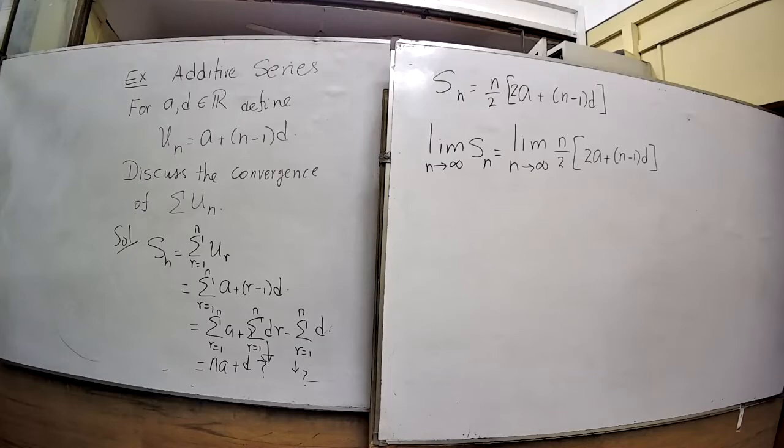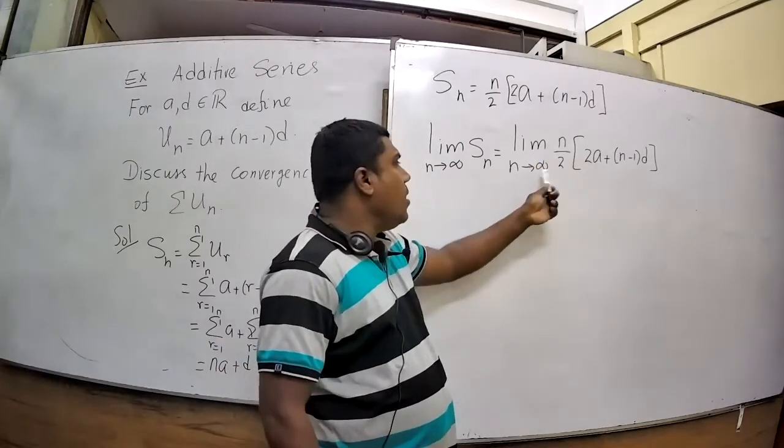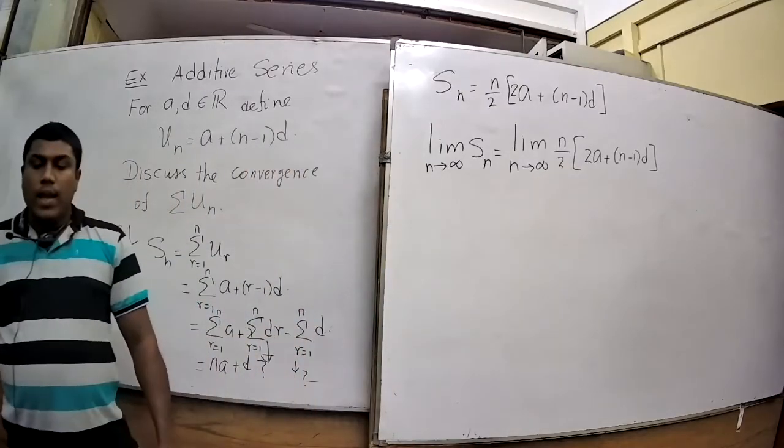Now there is an n in front, right? So when n goes to infinity, that part will go to plus infinity. But there is another n there, right? N minus 1 into d. So it depends on what d is. If d is positive, you can see that here is an n, and as n goes to infinity, this n will go to plus infinity. So that's fine.